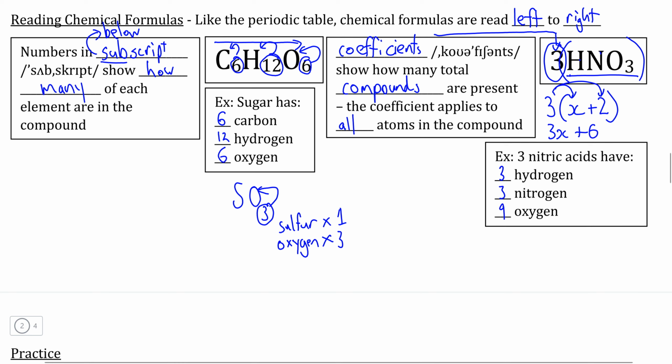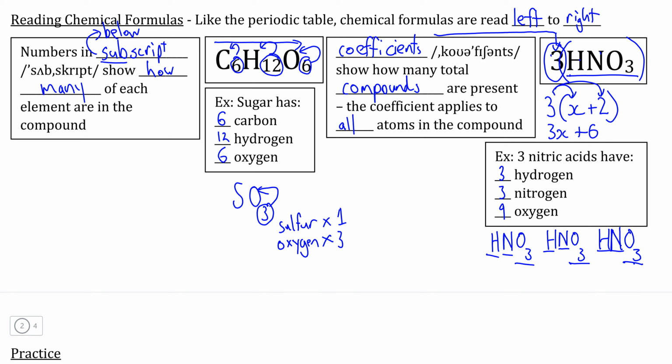Now, if you want a totally easy way to see how this is true, all that we need to do is write the chemical formula 3 times. If we actually have 3 copies of the compound here, we can see that we have 1, 2, 3 hydrogen, 1, 2, 3 nitrogen, exactly as predicted, and 3, 6, 9 oxygen, exactly as we see here. Now, using this simple tutorial, we can see that reading chemical formulas is not particularly challenging at all.